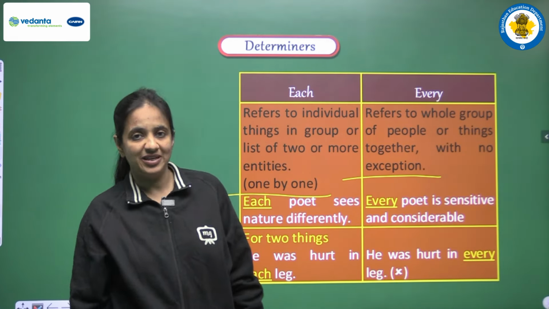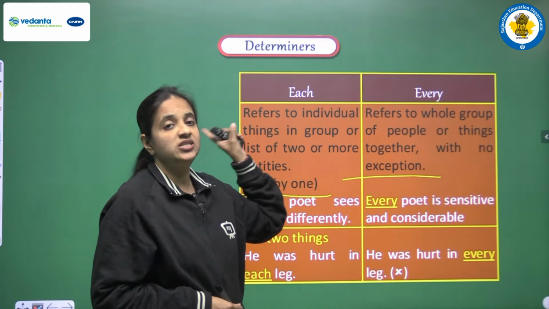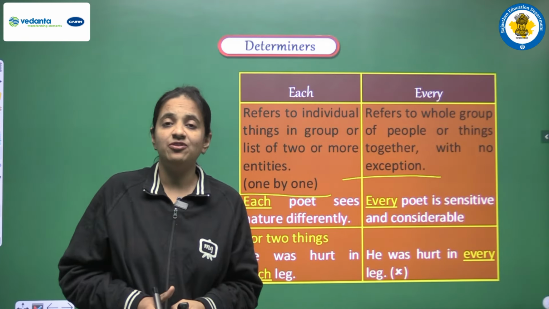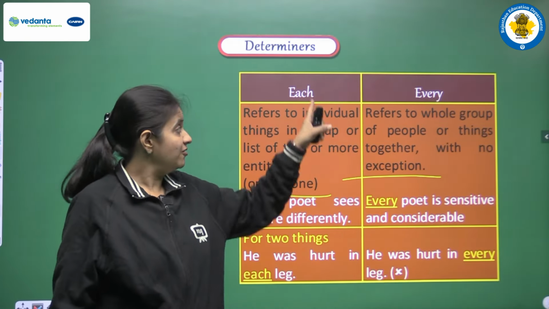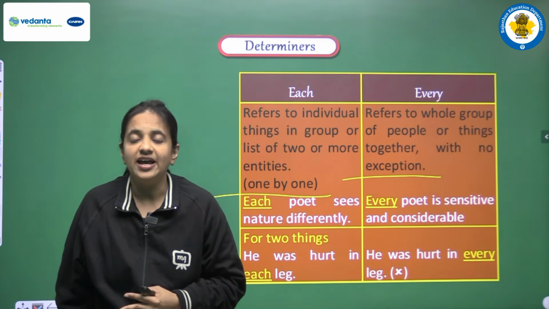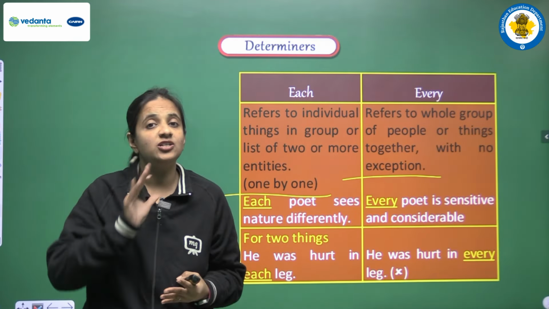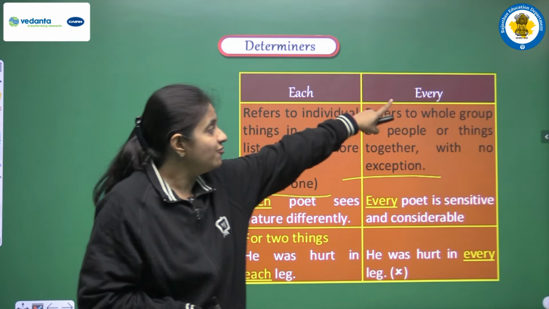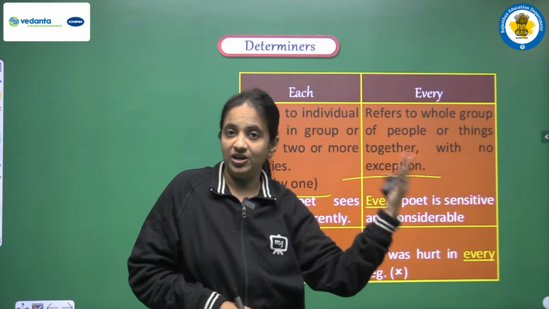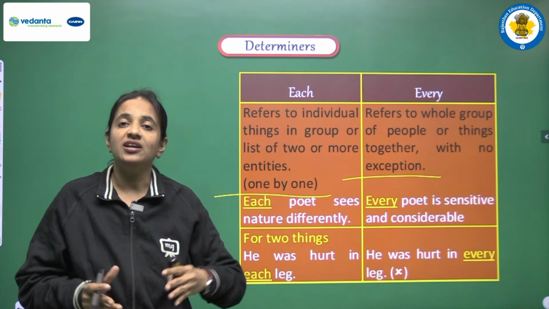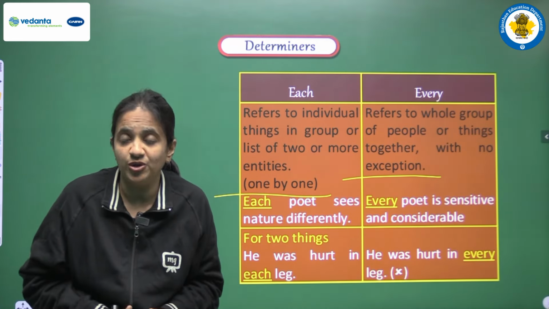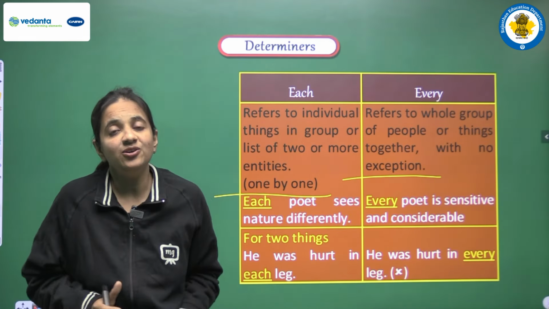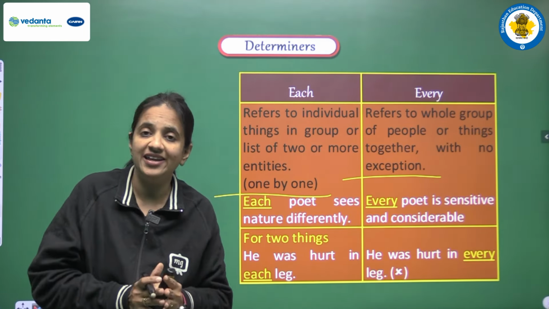So what does it actually mean? It means that when we use each, at a time we are talking about an individual in one group, about each and every person of that group. But when we use every to indicate one group, then we are talking about that group as a whole. So then we do not talk about an individual person, we talk about a complete group, a whole group taken together.